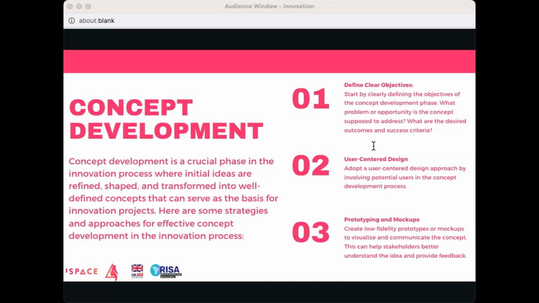What problem or opportunity is this concept meant to address or solve in the first place, right? Then you look at the user-centered design. You can never build a product without thinking about the person that is going to use it. So everything has to be centered around the person that you're creating the things for. You have to think about them. How are they going to access this particular solution, be it a service or product? How are they going to access it? How are they going to use it?